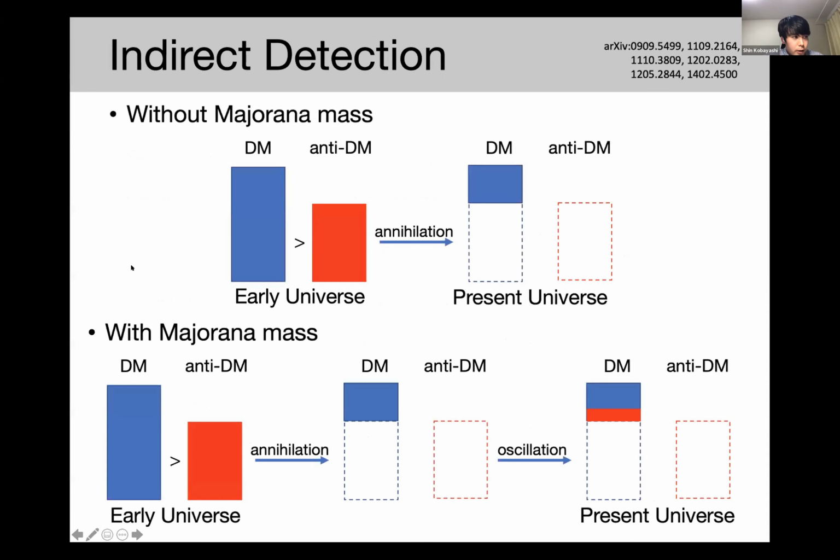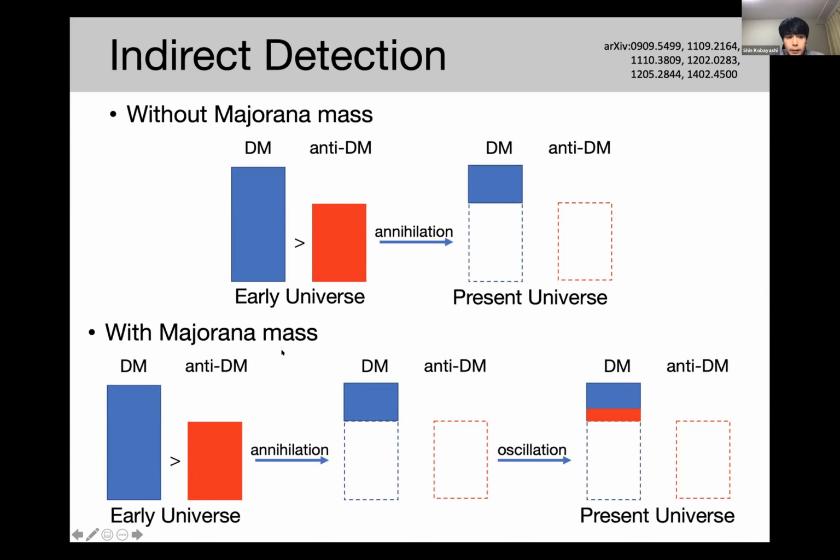In the usual asymmetric dark matter scenario, there is little chance to detect the indirect detection signals in the present universe, because in the early universe, the symmetric part of the dark matter and the anti-dark matter annihilated away. So there is almost no anti-dark matter in the present universe. So they cannot annihilate in the present universe.